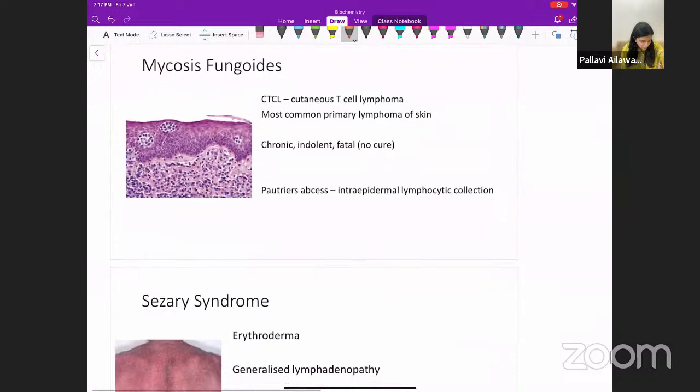With mycosis fungoides, the question that I ask you is Pautrier's microabscess, which is intraepidermal lymphocytic collections. So this is an intraepidermal lymphocytic collection that you see in mycosis fungoides. It is the most common primary lymphoma of the skin.